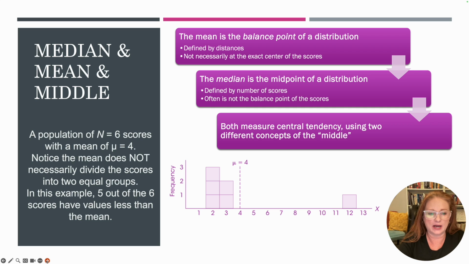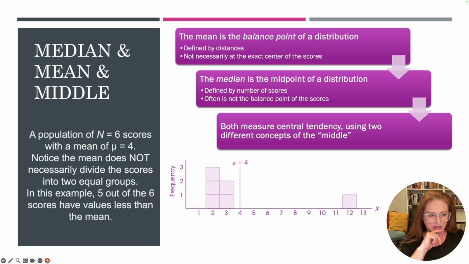Okay, so take a look at this graph. Population has 6 scores, and you know it's 6 scores because of the frequency, so do the count. You have 1 block, 2 blocks, 3 blocks. So the frequency: you have 3 people that scored a 2, 2 people that scored a 3, and 1 person that scored a 12. You see how that 12 is an outlier, right? So it's a positively skewed distribution, pulled over to the right there.